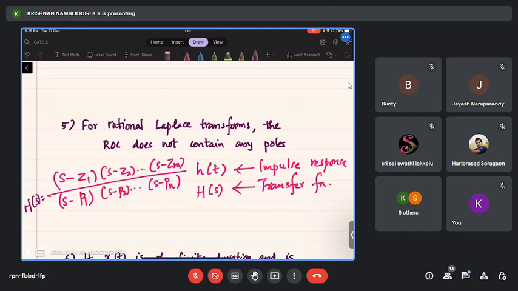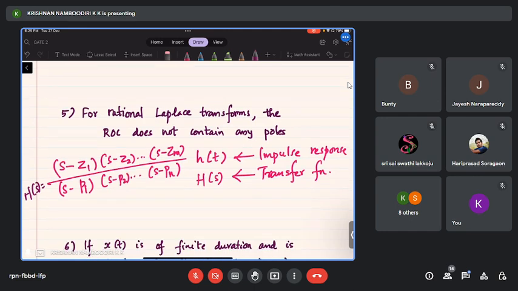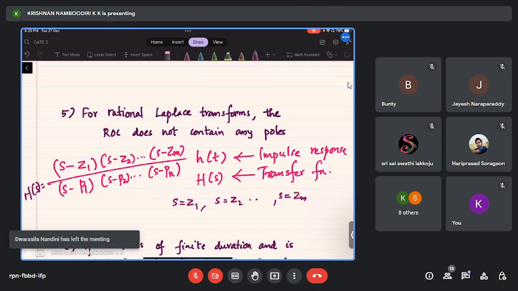Yeah. So here, see some of the terminologies. If you substitute s equal to z1, or s equal to z2, or s equal to zm, what is the value of h of s? Say s equal to z1, I am substituting. What is the value of h of s? H of s will be equal to 0, right? In the numerator, we will get z1 minus z1, correct? That means h of s goes to 0.